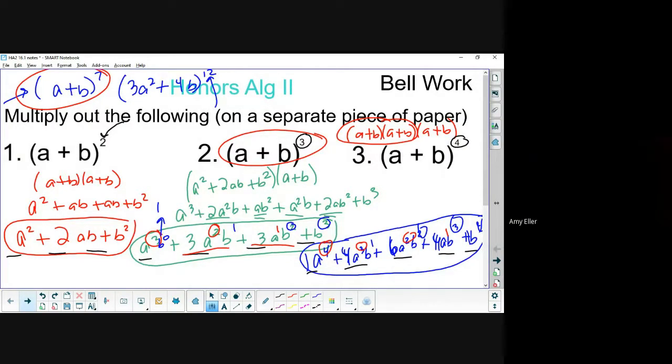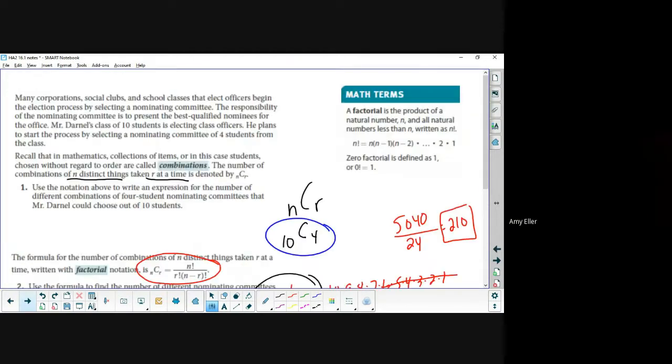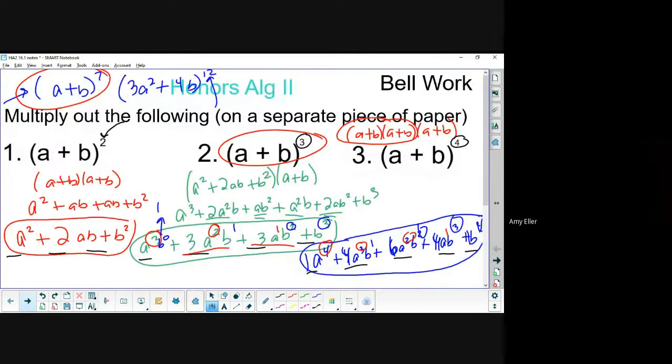14641. What was the row above that? That was 1331. And the row above that, 121. These are your coefficients for your binomial expansion. That's how all this combination stuff ties in.